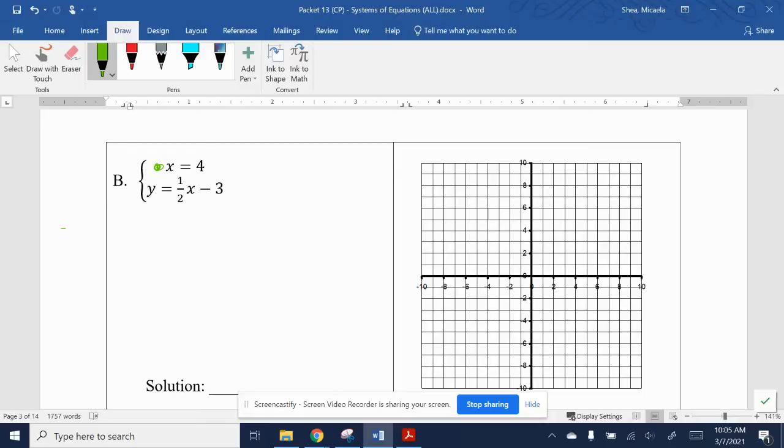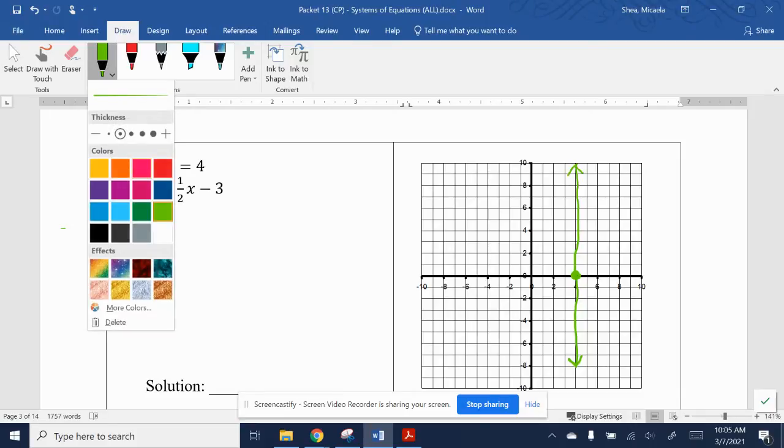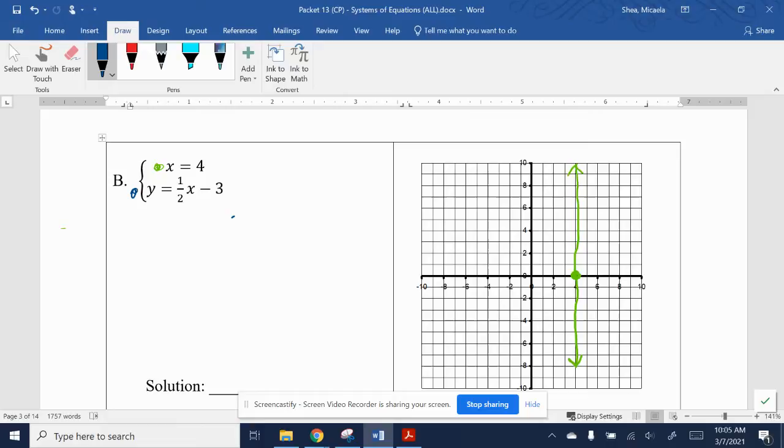X equals 4. It only has x, meaning it's only going to go through the x-axis. So it goes through the x-axis at 4, and it's going to be a vertical line through x at 4. Our second equation is going to be our y equals 1/2 x minus 3. Our m is 1/2. Our b is negative 3. So I'm going to put a point at negative 3.